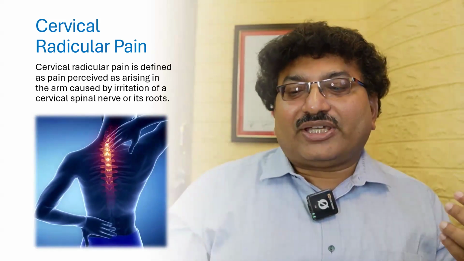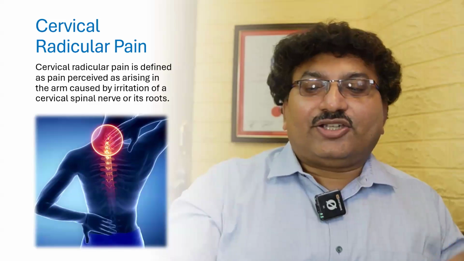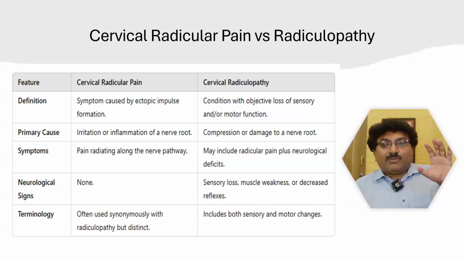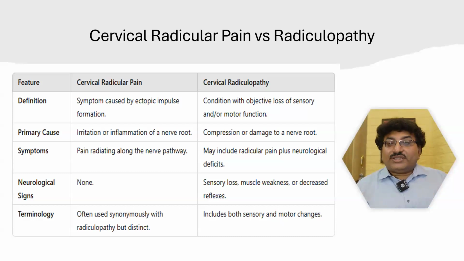But there is a difference in terms when we say cervical radicular pain and cervical radiculopathy. Remember, in a number of books even, these terms are sometimes written as overlapping. Sometimes they call it cervical radicular pain, sometimes they call it radiculopathy. Though there is not a big difference among those terms, definitely there is a difference between these two terms. So what are those differences?